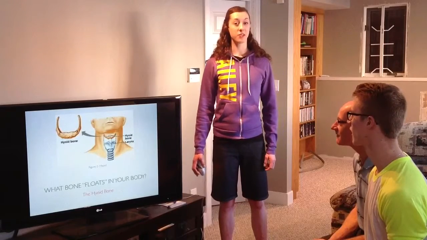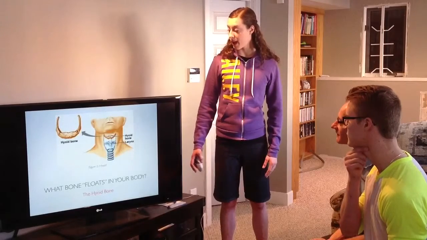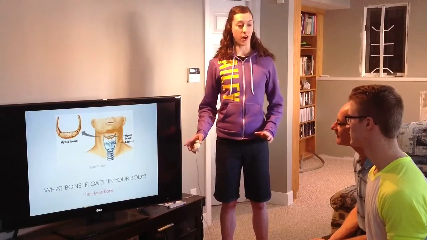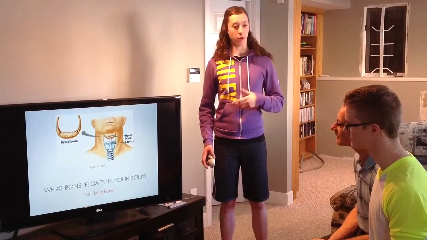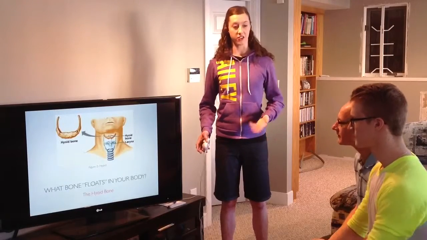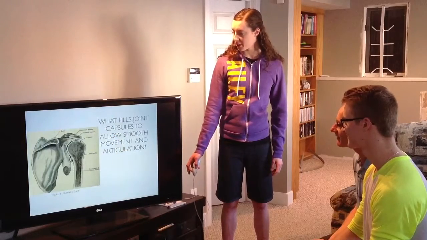This bone is found between your chin and the cartilage of your trachea, and it is said to float in your body because there are no articulation points between that bone and any other bone. It is just cartilage that attaches it in your body. Pretty cool. All right, 3rd question.